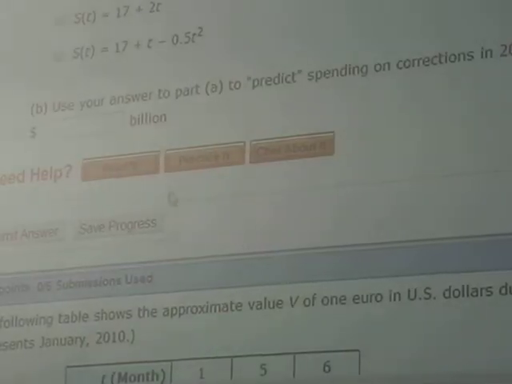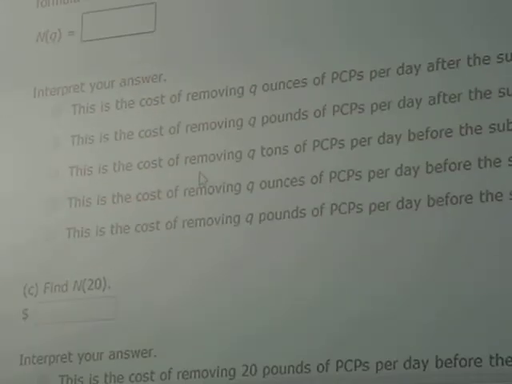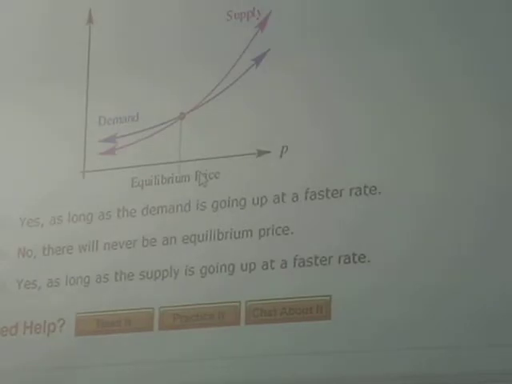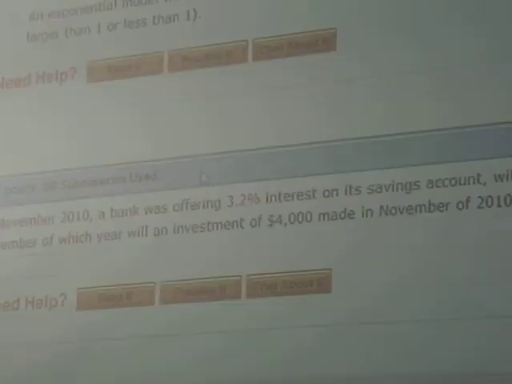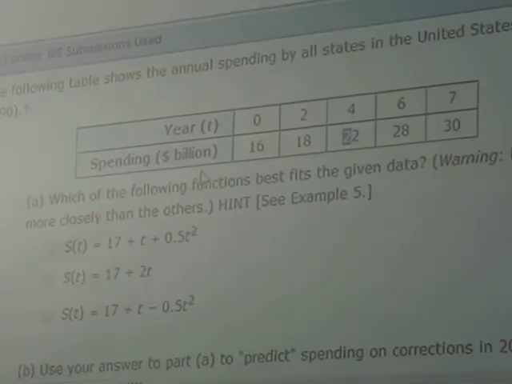Well, let's see if they have an example here. Don't we have any examples where we have an answer? No. Okay, I know. Let's go to read it.